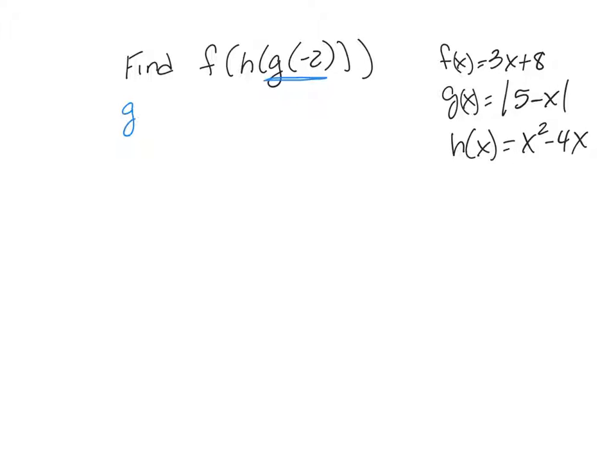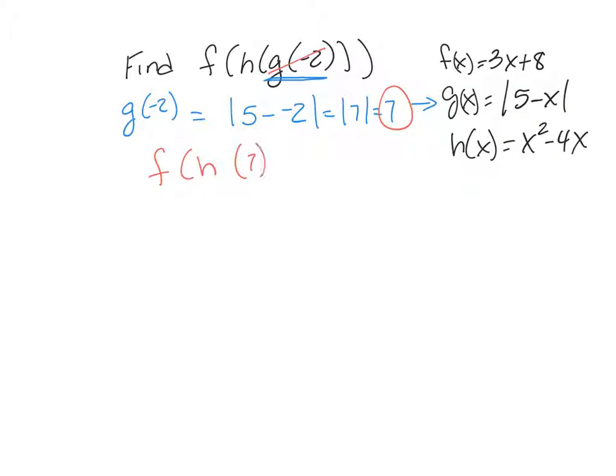So I'm going to find what g of -2 is. Well, g of -2, all that means is you go to the g function and you plug in a -2. So that would be equal to 5 minus -2. Don't forget the minus sign that's here because that's part of the problem, which is equal to the absolute value of 7, which is 7. So now, if I rewrite that function, I have f of h of, and g of -2 is 7, so I'm going to put 7.